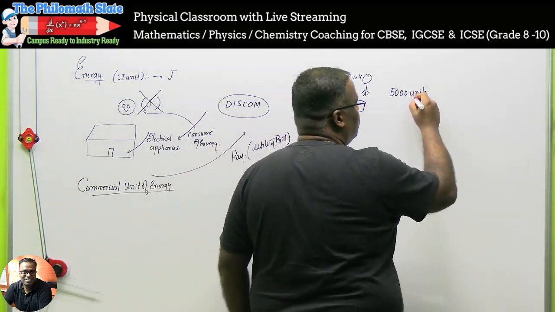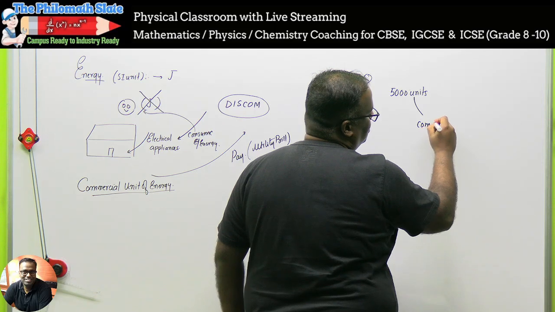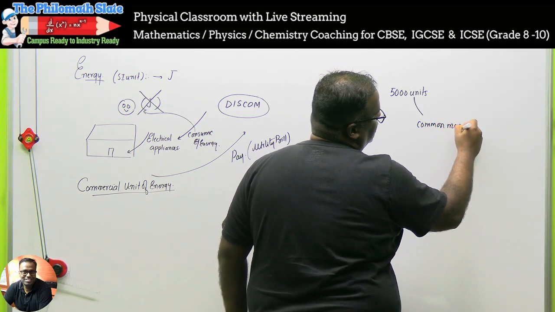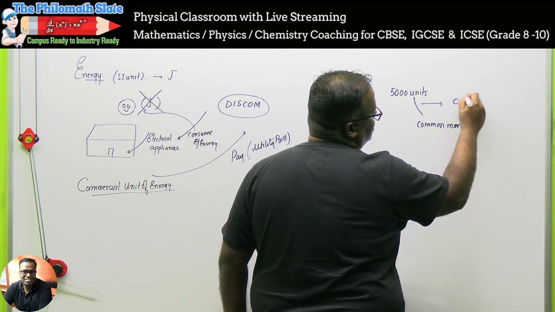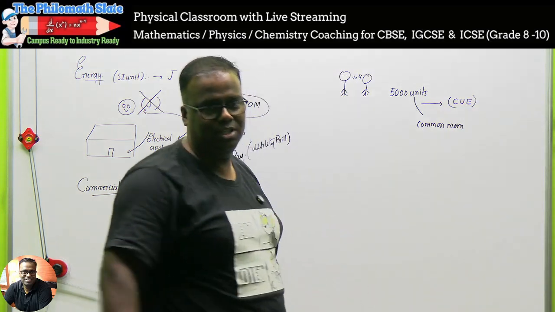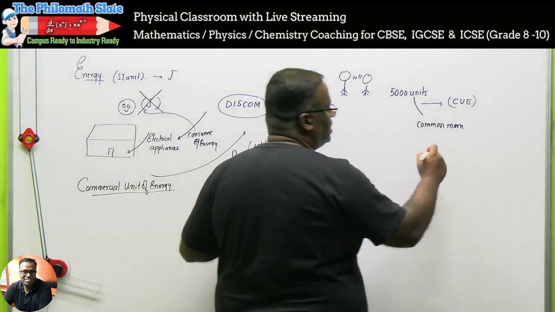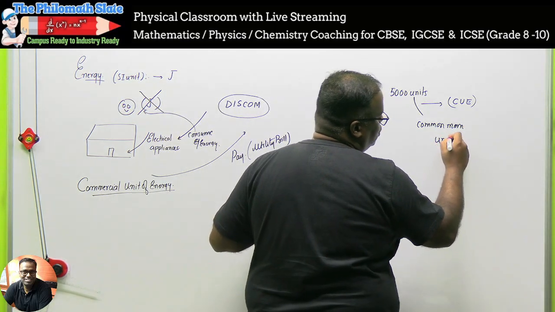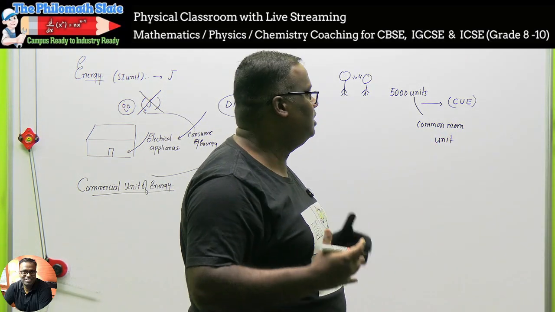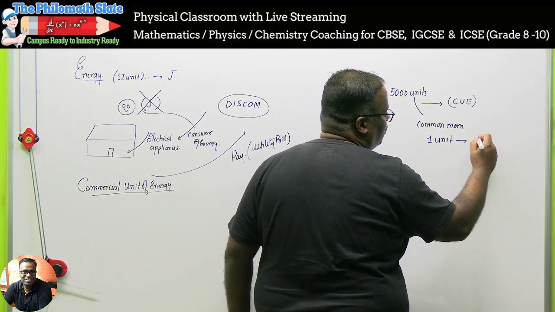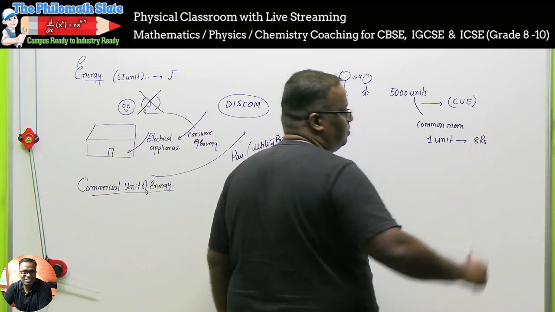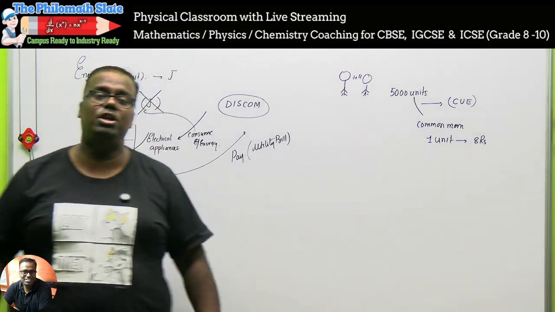This unit, which a common man keeps on saying, is nothing but the commercial unit of energy. A common man calls it a unit. And today, as we are in Telangana, 1 unit of energy costs us roughly around 8 rupees. How much? 8 rupees per unit of energy.